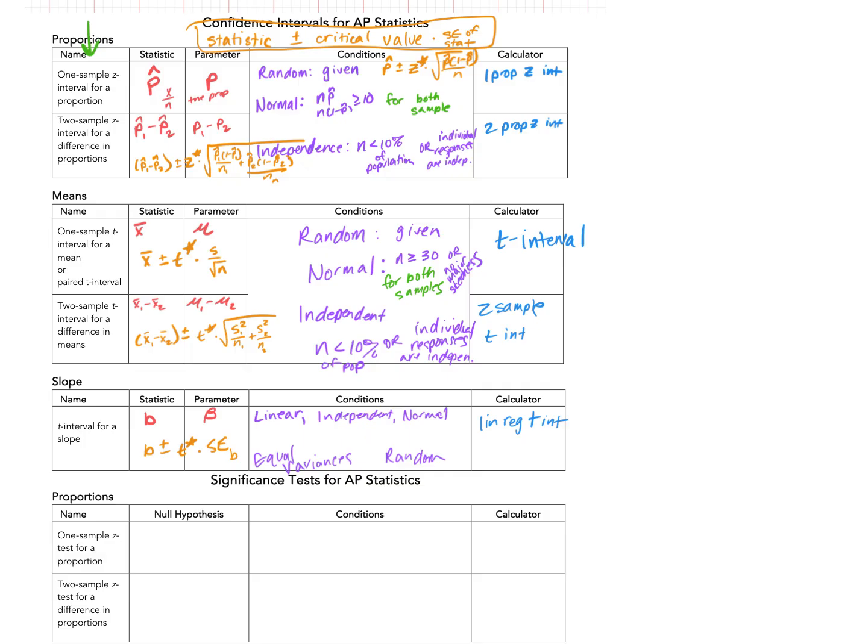Everybody good? As I'm looking at my calculator and I can't remember if proportions are Z or T, can you see how the calculator can remind you that proportions go with Z? Is everybody with me? Because it tells you 1-prop Z, they go together. Everybody good? I'll stop on the intervals today. We're going to do the tests tomorrow. There's a few more tests than intervals.